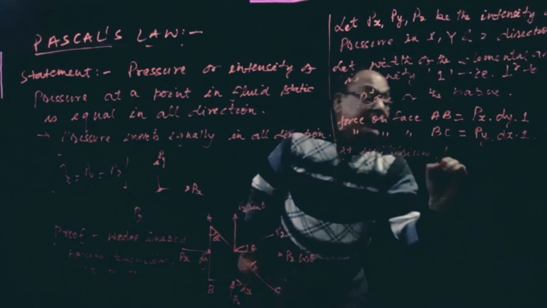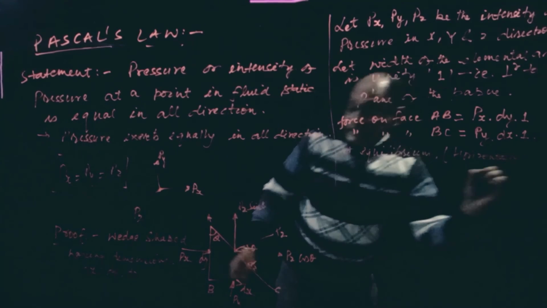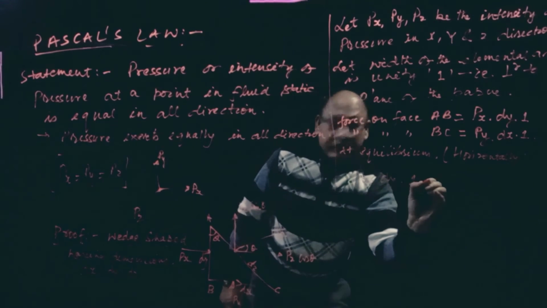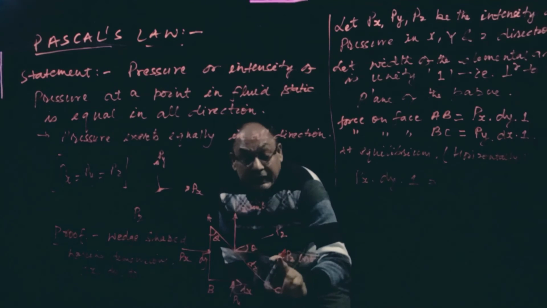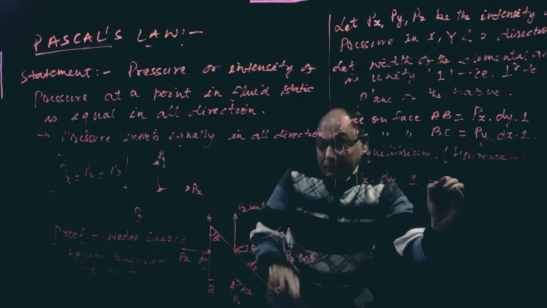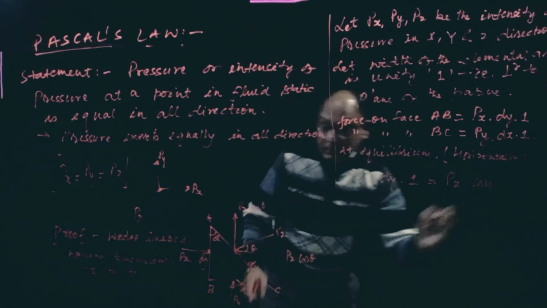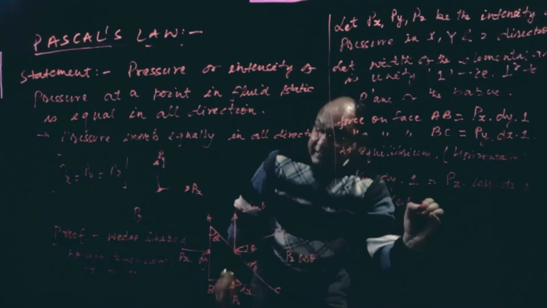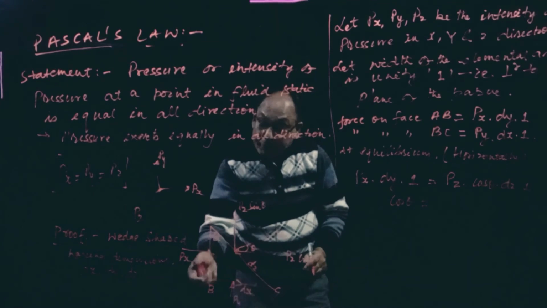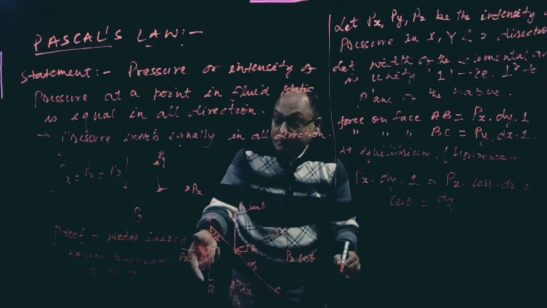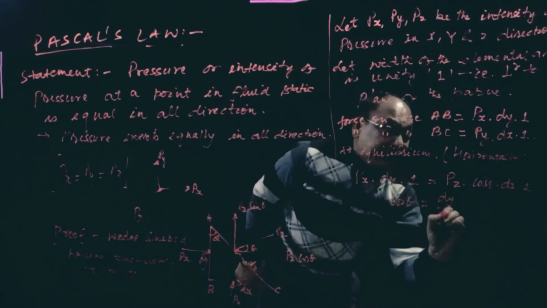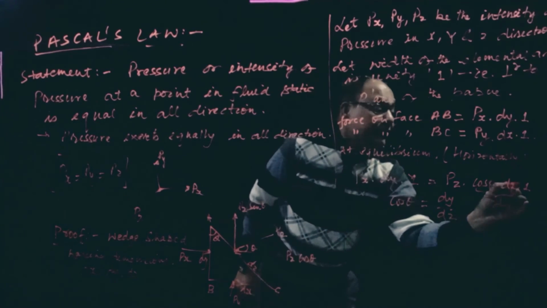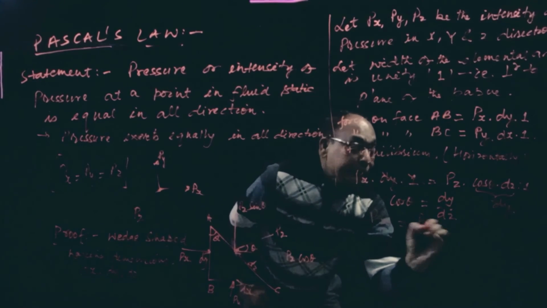taking the forces horizontally, the AB force, that is Px into dy into 1, will be equal to the opposite direction force, Pz cos theta into dz into 1. Am I right? Now from this ABC triangle, cos theta is b by h. So b is dy and h is dz, so dz cos theta is nothing but dy. So dy will get cancelled, 1 will get cancelled. So Px is equal to Pz. Let us call it 1.